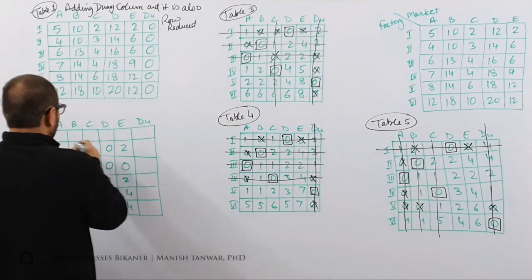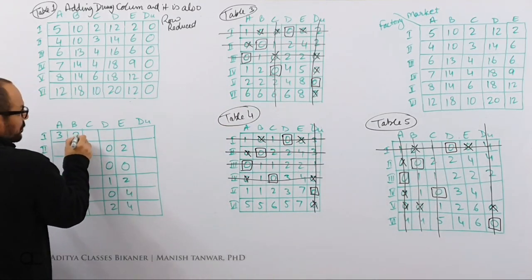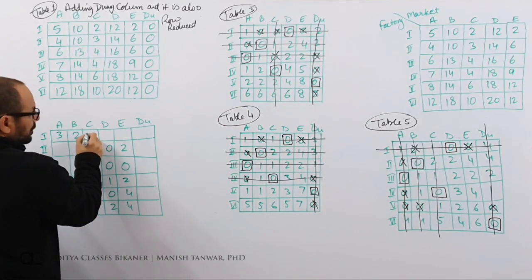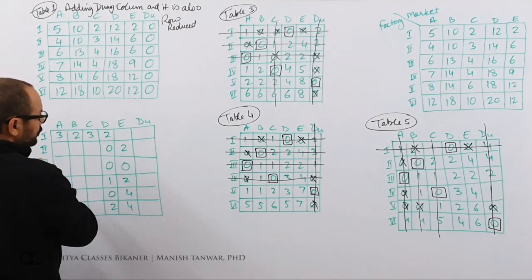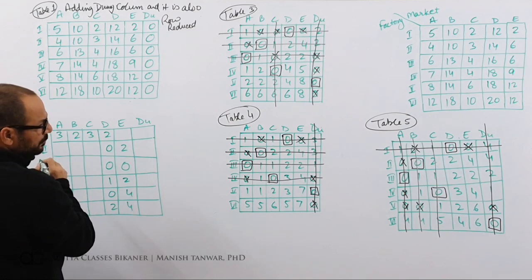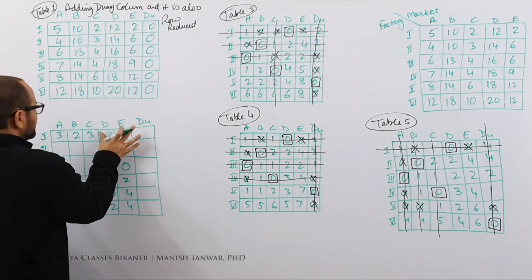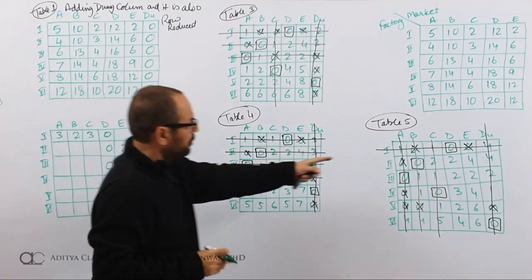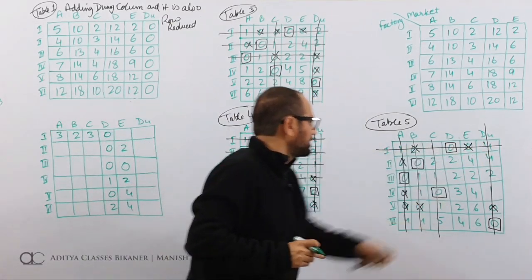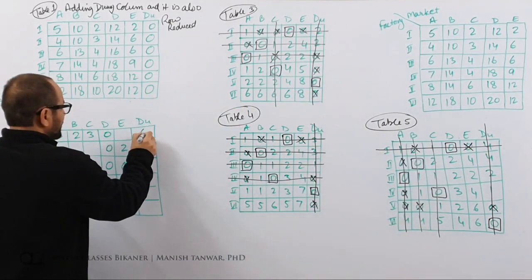I'll add this 2, making it a 3, 2, 3, 2. No, this is not an intersection. This will be a 0. We have first, second, third intersection, then there is an intersection over there. 4 plus 2 making it 6.